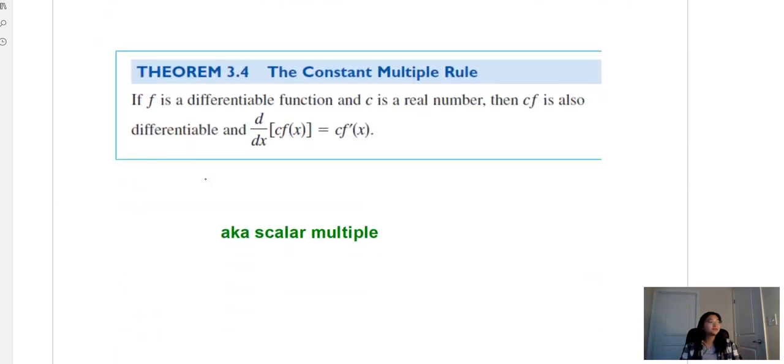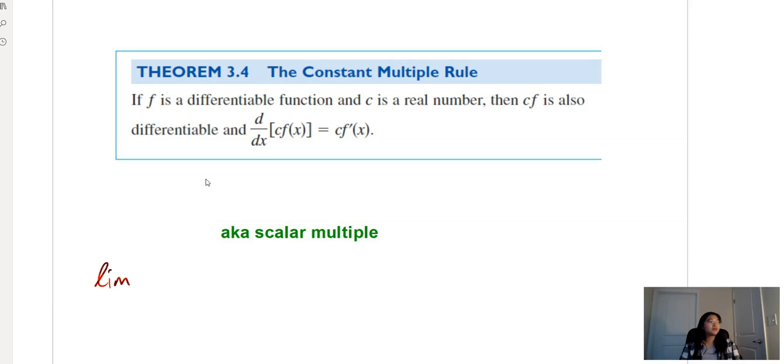All right. If you have a differentiable function and you have a real number, c, then c times our differentiable function is also differentiable, and you just take that scalar out. This is called the constant multiple rule or the scalar multiple rule. Scalars are not vectors. Vectors are magnitudes with direction, and we're not ready for that yet. But if you don't believe me, then we can just justify it real quick.